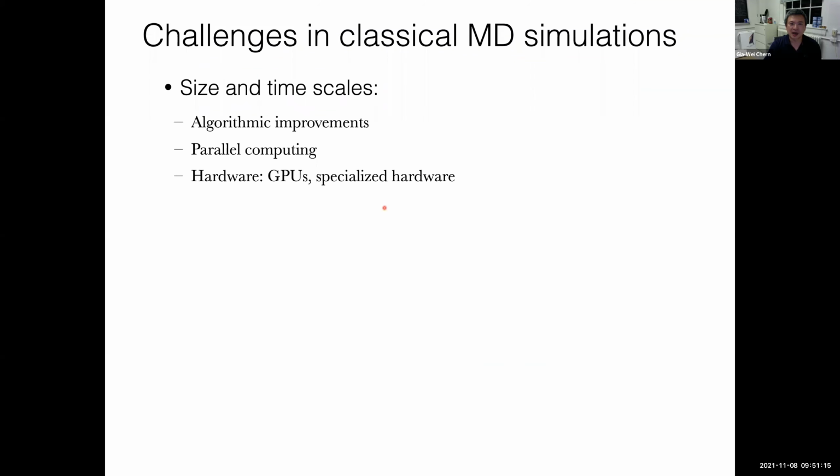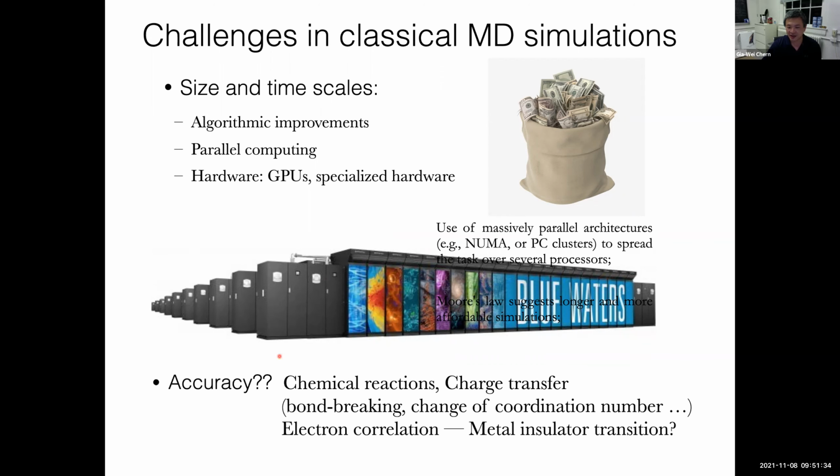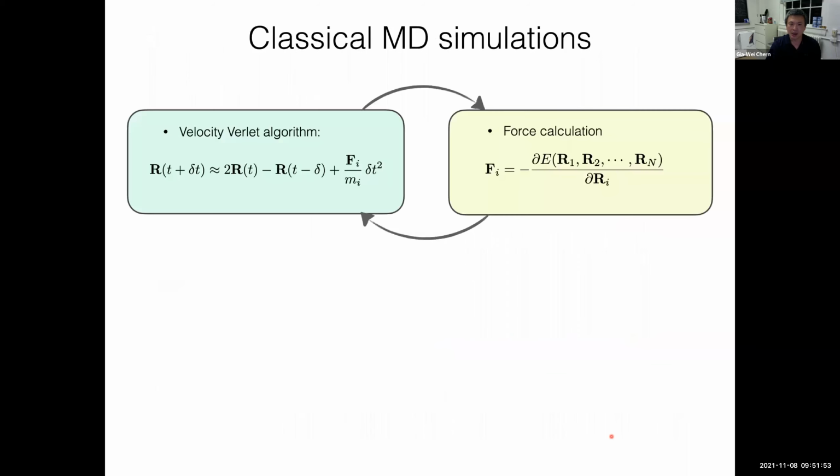The challenges in classical MD are how large a system you can simulate and how long you can simulate. That means if you have more money, you can use more parallel computers and do larger, longer simulations. But the accuracy is not improved, especially for situations involving chemical reactions, charge transfer, bond breaking, and in particular the electron correlation effect, like metal-insulator transitions. These phenomena are beyond classical MD simulations.